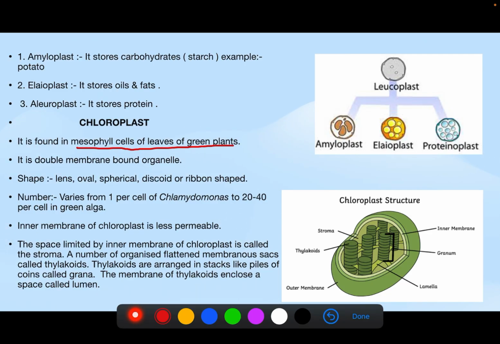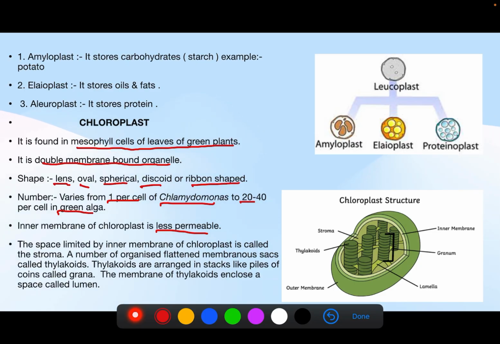It is found in the mesophyll cells of green leaves of plants. It is a double membrane bound organelle. The shape of the chloroplast varies. It can be lens, oval, spherical, discoid or ribbon shaped. The number of chloroplasts also varies from 1 per cell in Chlamydomonas to 20 to 40 per cell in a green alga. The inner membrane of the chloroplast is less permeable.